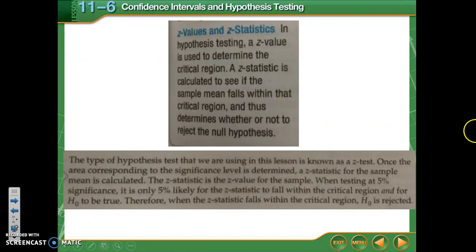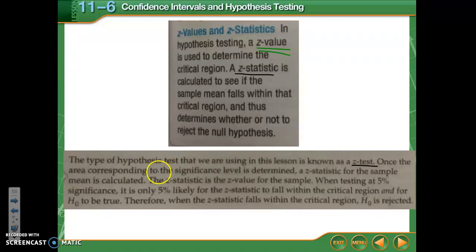All right, z-values and z-statistics. When we are hypothesis testing, we use the z-values that we saw in the last section, in section 5, to figure out our critical region. We calculate then our z-statistic to figure out if our sample mean, the mean that we calculated from our data, falls in the critical region. If it's in the critical region, we say, okay, we're rejecting the null hypothesis. What we're doing in this section is known as a z-test. There are other kinds of tests that we're not really going to look at.